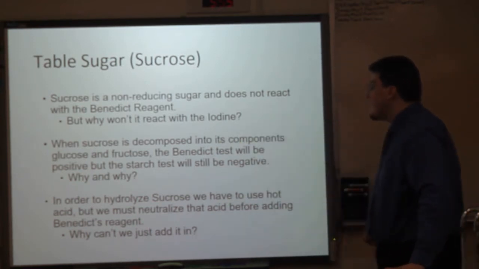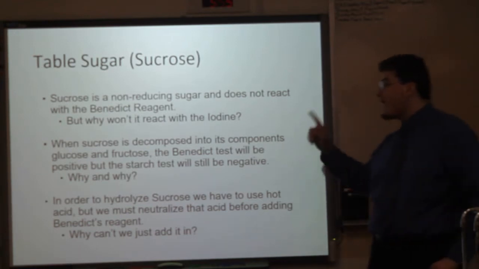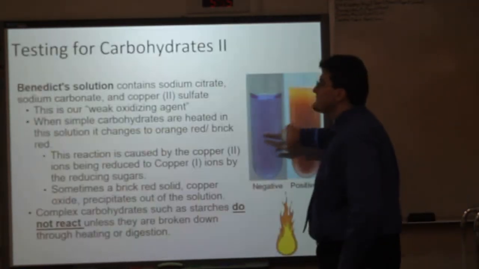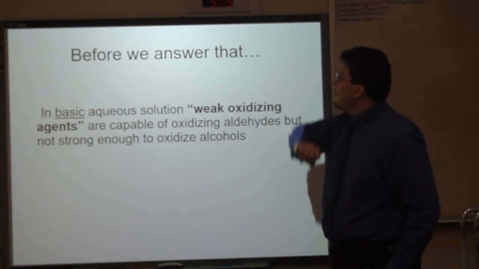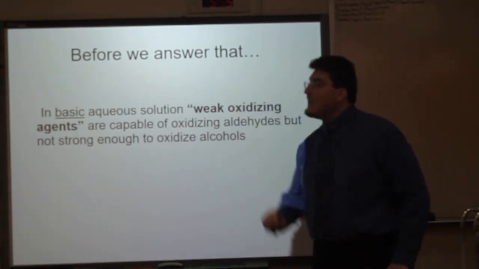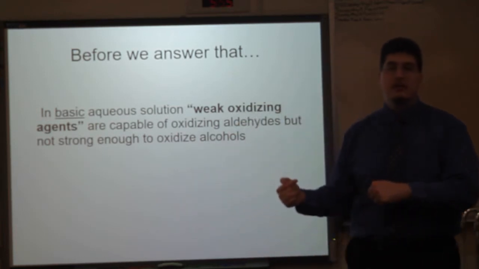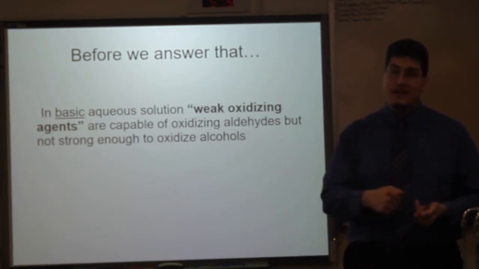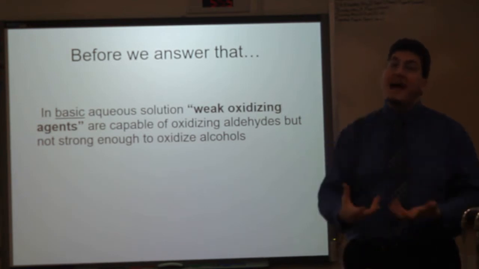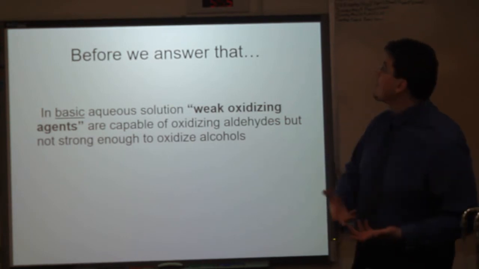In order to hydrolyze sucrose, we have to use hot acid, but we must neutralize that acid before adding the Benedict's reagent. Why can't we just add it in? Because weak oxidizing agents, like Benedict's reagent, require basic aqueous solutions. So if we are just adding the basic aqueous solution of Benedict's reagent to hot acid, we will neutralize that, or we will have an acidic solution. It will not react appropriately. We will not have a reduction. Our redox reaction will not occur.